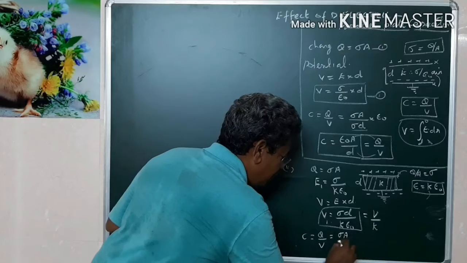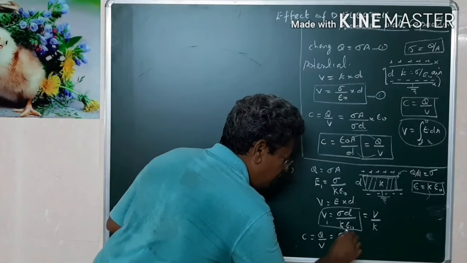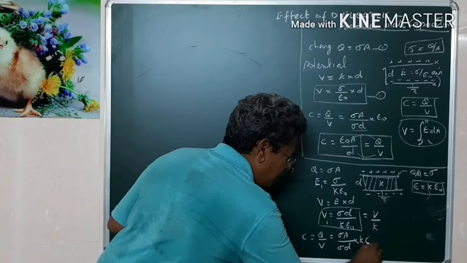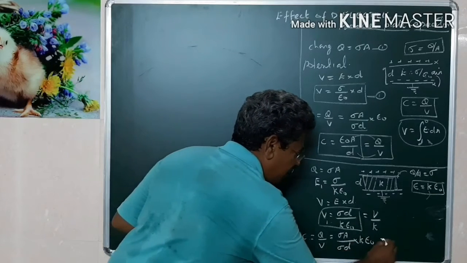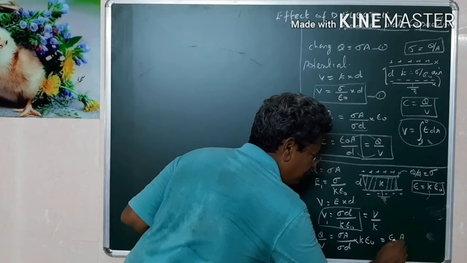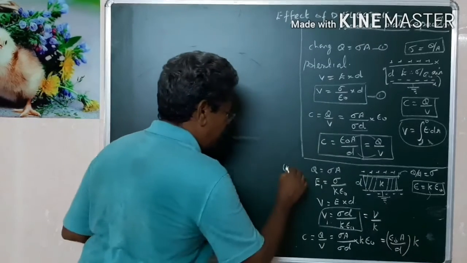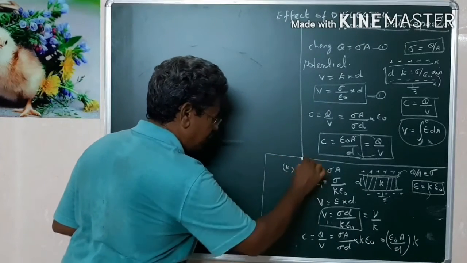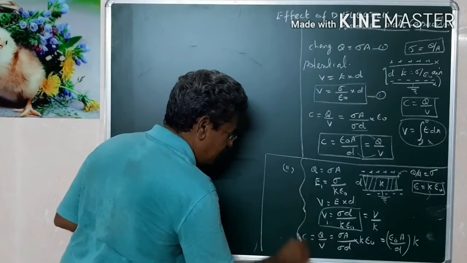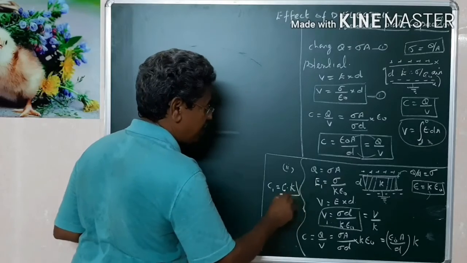Q is equal to sigma A, and this is sigma D, and in the denominator, instead of writing the denominator, I am writing in the numerator, sigma sigma cancel. Therefore, we can write this as epsilon naught A by D into K. Therefore, we can say that capacitance with the slab C dash equal to capacitance without the slab C into K times.